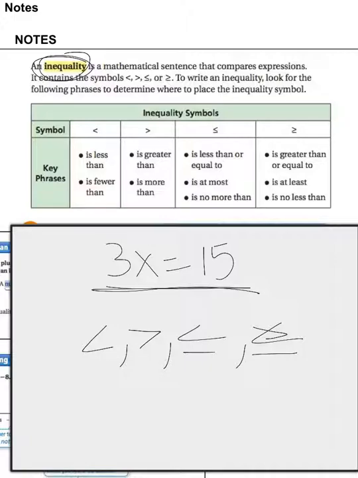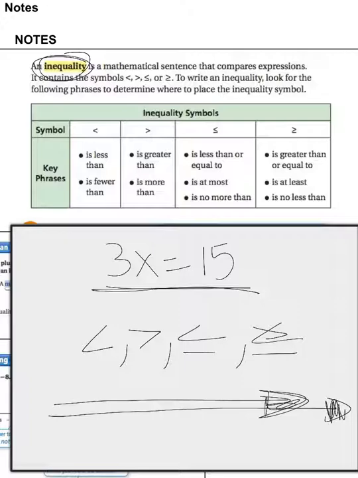Something I always use to help me remember which symbol it actually is, I think of it like I'm reading a book. When I read a book, I read left to right. When I'm reading an inequality symbol, I do the same thing. So you can see on this one, the little part comes first. So this smaller part comes first, so I'm going to say less than. And this would be the big part comes first, so this would be greater than.